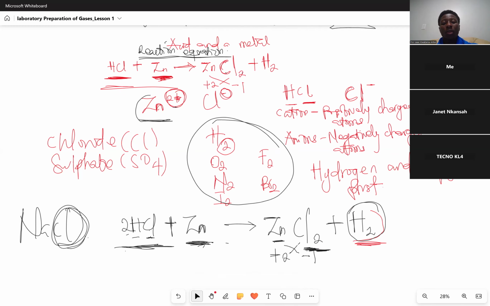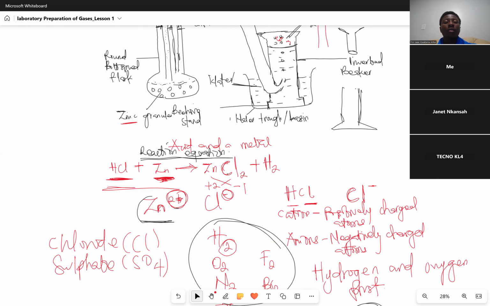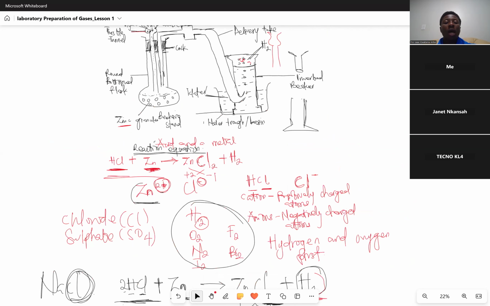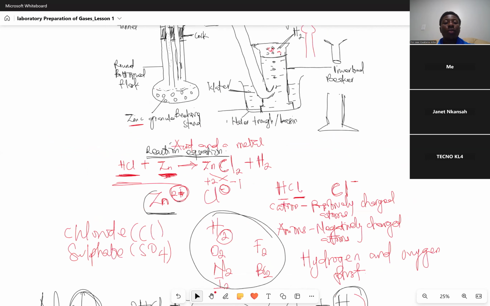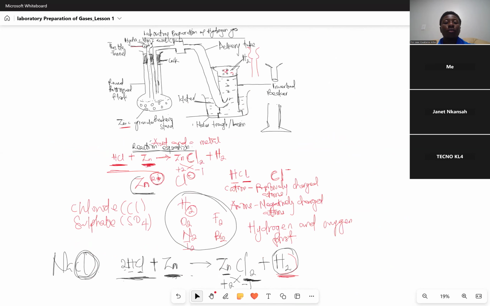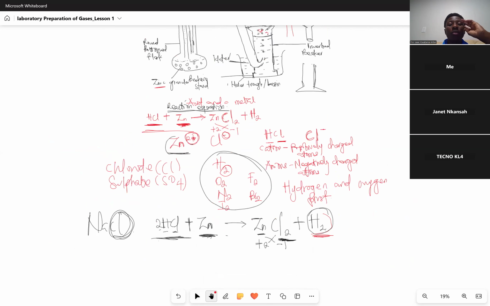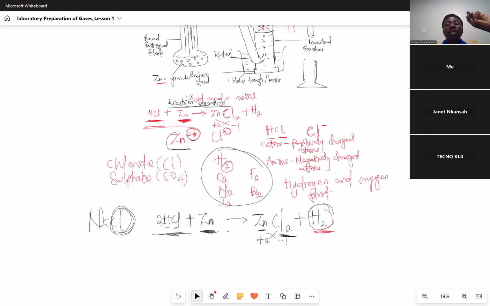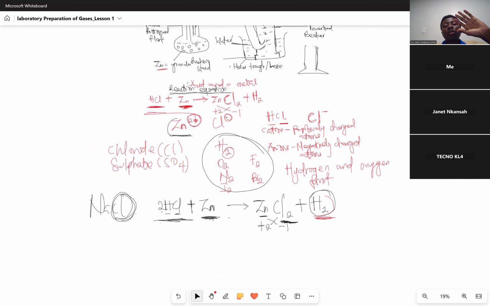Okay, perfect. So I've shown you how we prepare hydrogen gas. I've shown you what we use to prepare it, right? Now, in exam, I said an acid and a metal. So we are going to try other acids with other metals, right? Other acids with other metals. And now we can look at how we test for the gas.